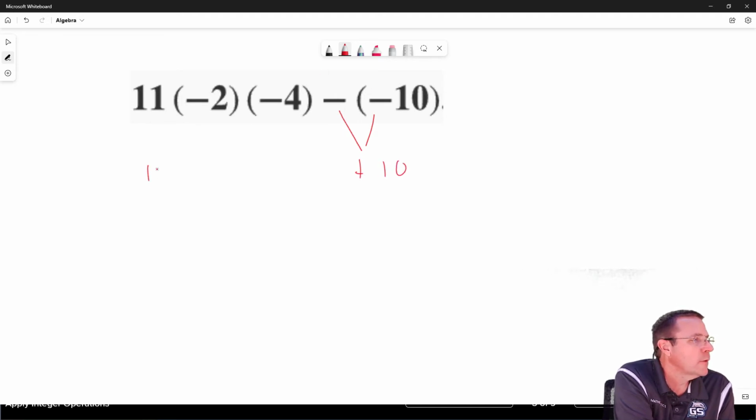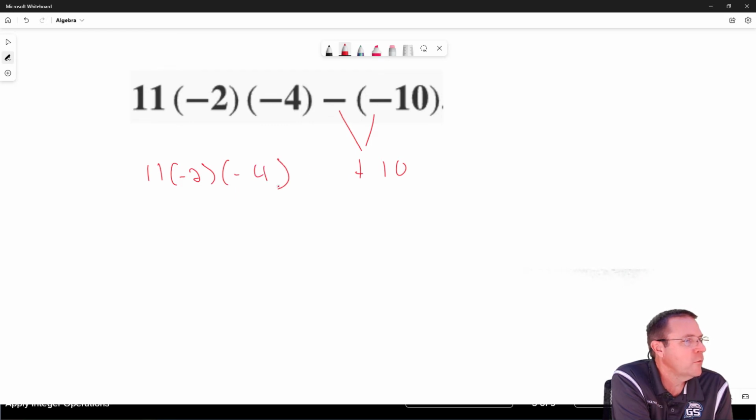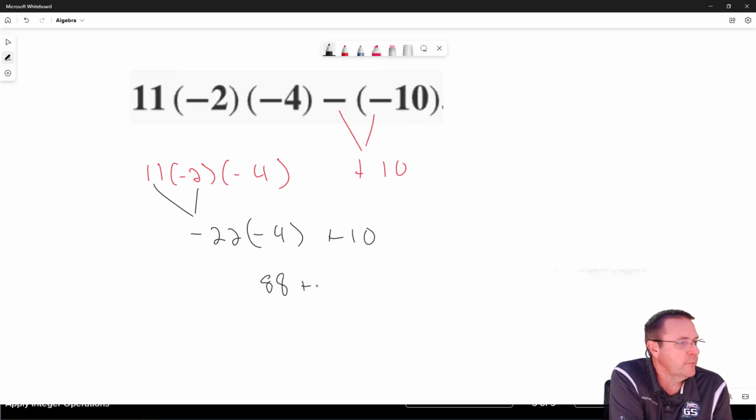So I'm going to have 11 times a negative 2 times a negative 4 plus 10. From there, 11 times a negative 2, negative 22 times a negative 4 plus 10. Next, 4 times 22, that's going to be 88. A negative times a negative is a positive. Plus 10 equals 98 for my final answer.